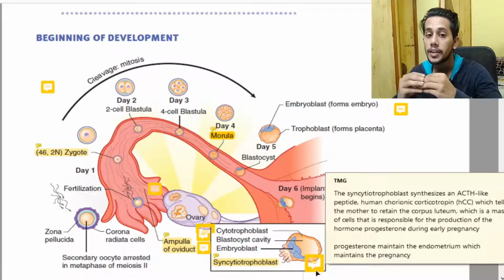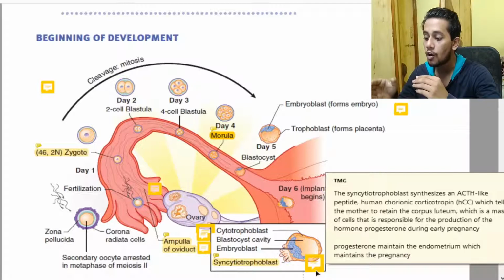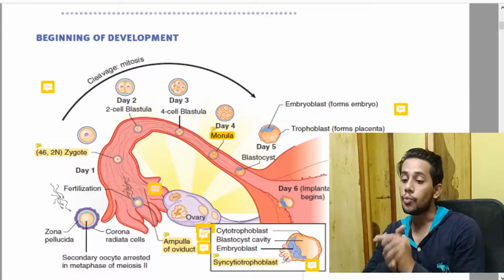So we need to maintain the corpus luteum in order to maintain this pregnancy. The corpus luteum is the master cell that is responsible for the production of the hormone progesterone during early pregnancy. Now, this progesterone is the one that is going to maintain the pregnancy and maintain the endometrium. And that concludes week 1.